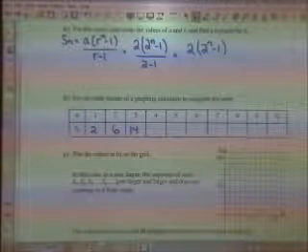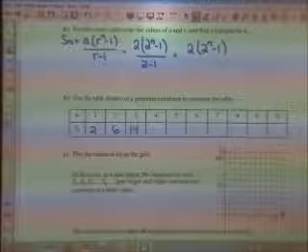No, not 2x, 2 to the power of x. You have 2 times x's. What did you guess?